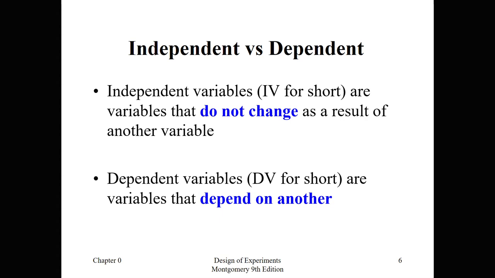So in that particular case, I'm not saying that the animal depends on what their IQ is. I'm saying if I know the animal, then the IQ will depend on that. So in this particular case, the dependent variable would be something like IQ, and the independent variable would be something like animal or type of animal.